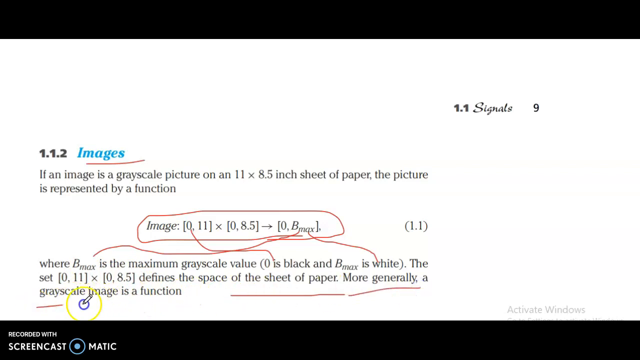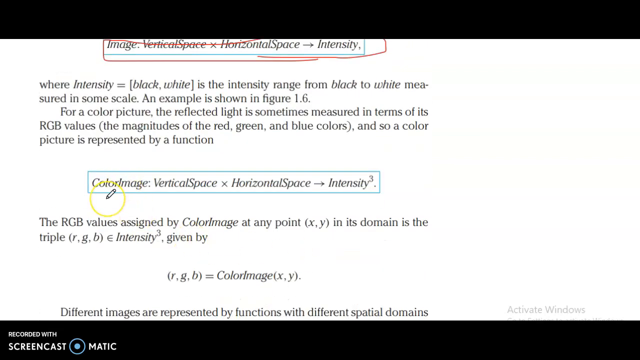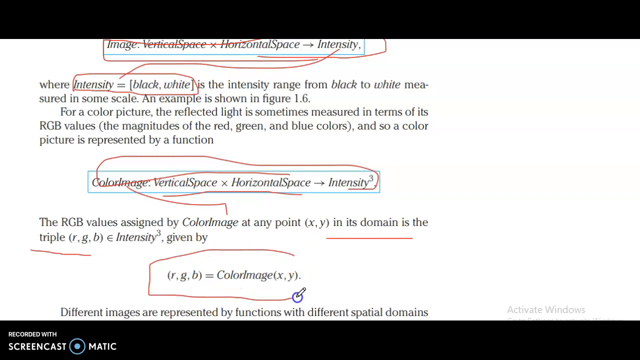More generally, a grayscale image is a function: Image equal to vertical space times horizontal space to intensity. Color image: intensity is black and white. Color image equal to vertical space times horizontal space to intensity. Here an RGB value is assigned by the color image. At any point x and y in its domain, the value is the triple RGB belonging to the set of intensity, given by RGB equal to ColorImage(x, y).